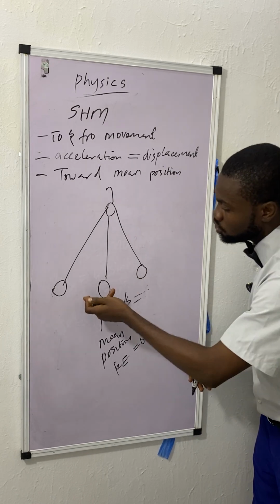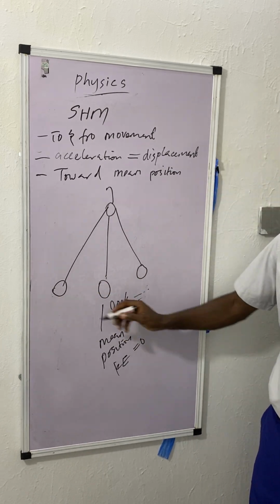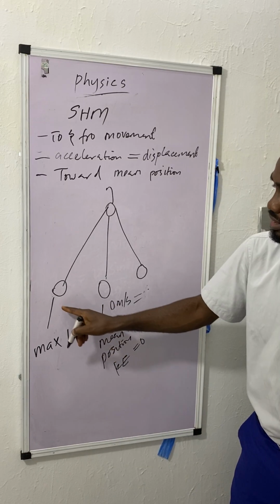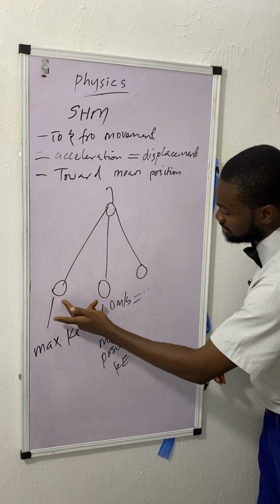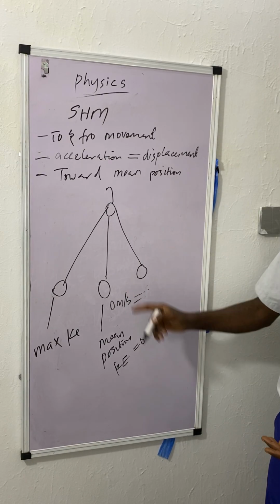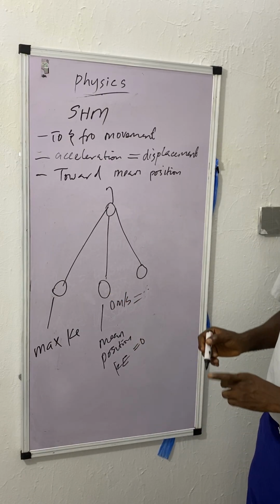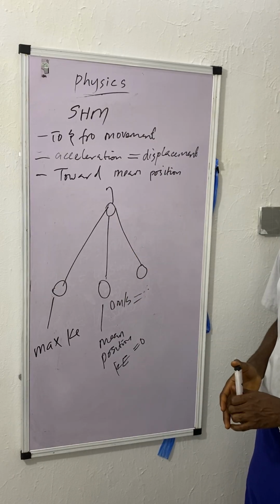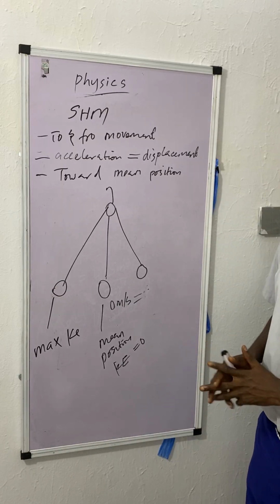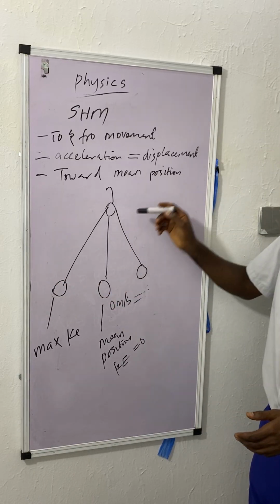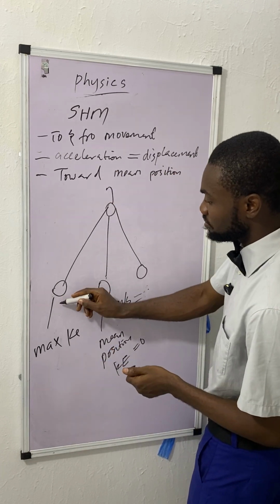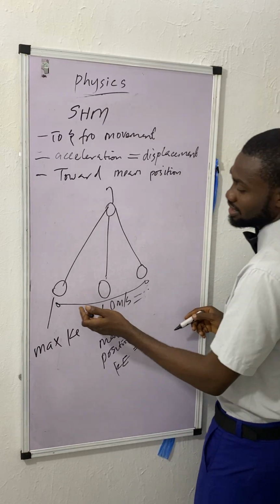When it oscillates, going back and forth, at the mean position it has the maximum kinetic energy. At the extreme points, we have kinetic energy equal to 0, the minimum kinetic energy. So this is a to and fro movement whereby the acceleration is proportional to the displacement. What is the displacement? Displacement is the distance covered from point A towards point B. And what is the acceleration?